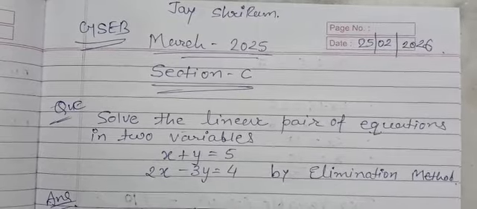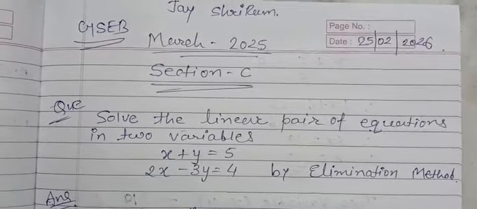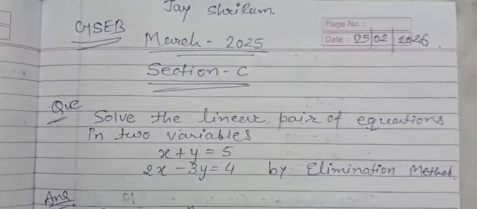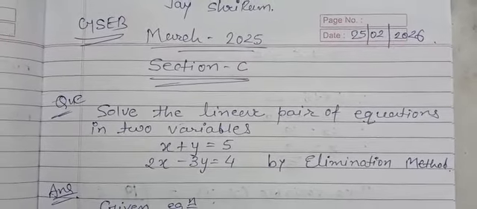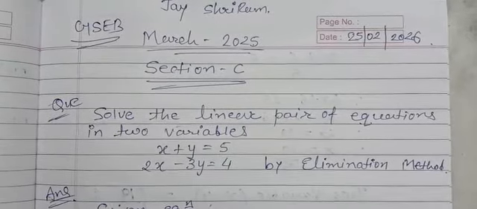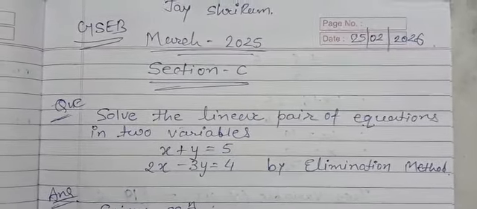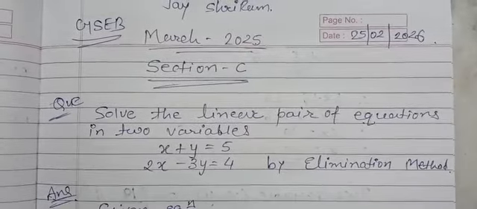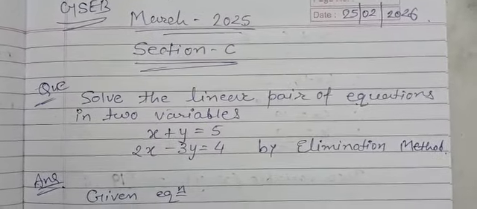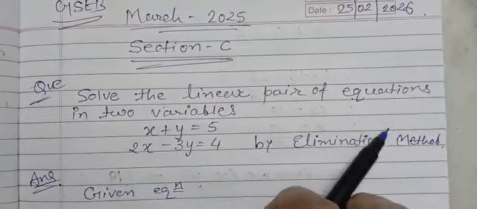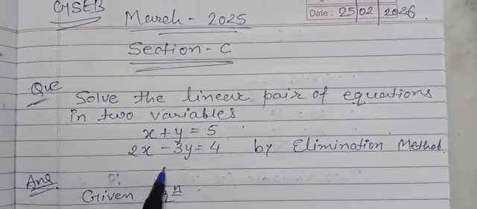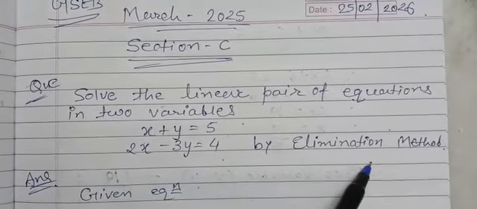In today's video, we will learn Gujarat Board 10th Standard March 2025 Section C questions. The question is all about the elimination method. The linear pair of equations in two variables is given in the question, and we have to identify the values of x and y by the elimination method. The question here is: solve the linear pair of equations in two variables x plus y is equal to 5, 2x minus 3y is equal to 4 by the elimination method.